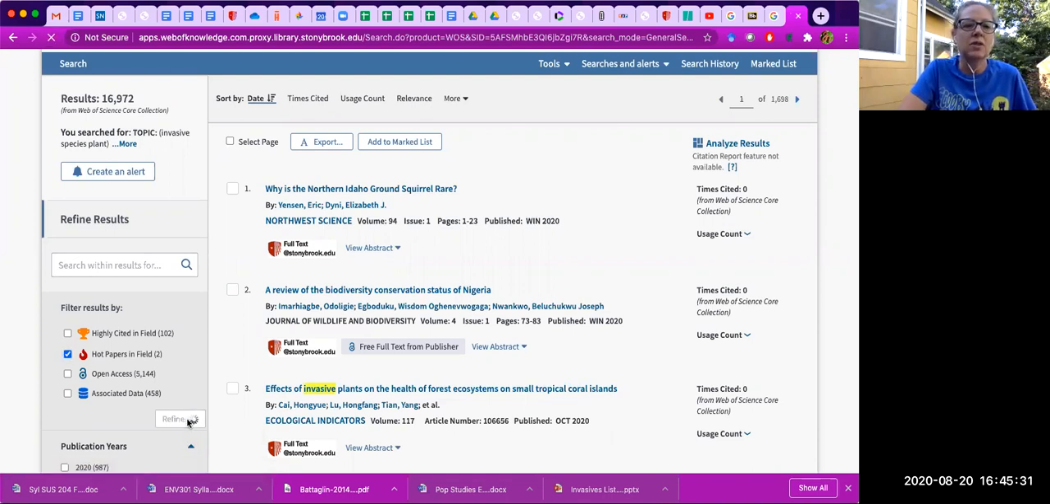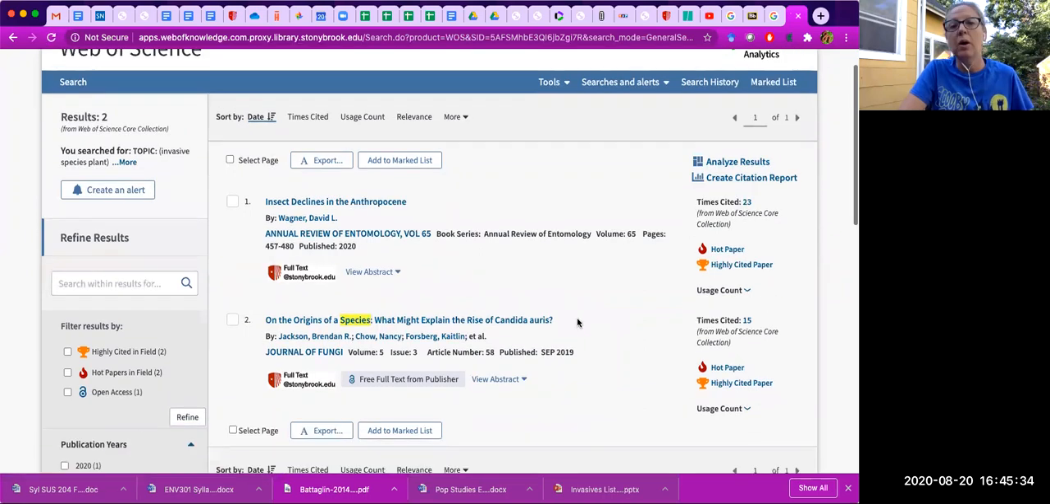Okay, refine. So it's just gonna give us back 2 papers. Oh, so it's the insect apocalypse. That's always good. Insect declines in the Anthropocene. You could see why that might be interesting. Interestingly, it's a book series, and I don't find book series all that interesting. I would rather cite papers. So, okay, whatever. On the origins of species, what might explain the rise of Candida auris? Now, I happen to know that Candida is like the thrush that babies get in their mouth, and it's published in the Journal of Fungi. I can't imagine why that's a hot paper in the field. Well, this got us absolutely nowhere, except for that.